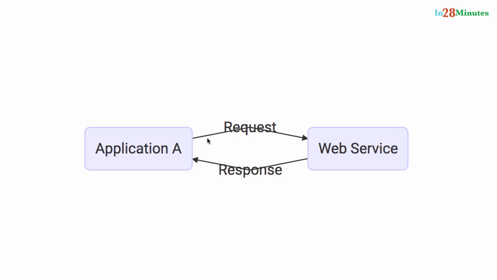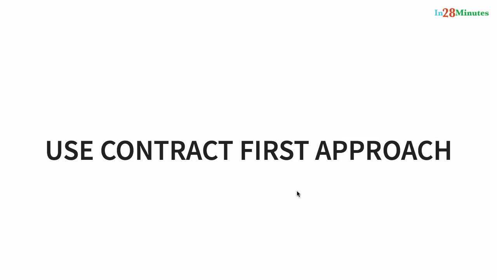How do I call the web service? What is the transport that is being used? What is the request structure? What is the response structure? All that is part of the contract. This is also called service definition. In a contract first approach, you would define the contract of your service first, and then you would implement the service.